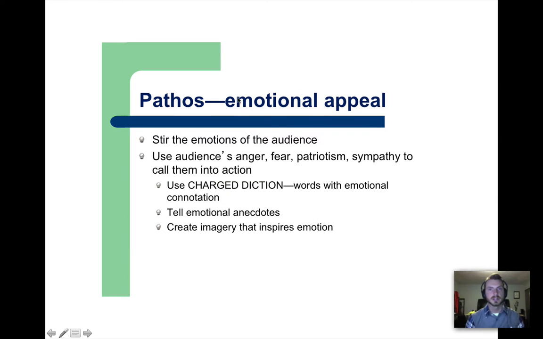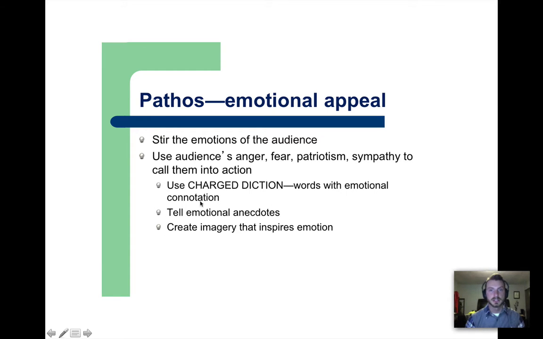Looking at pathos, again, this is an emotional appeal. So this is pathology, someone's emotions. So you're trying to get the audience to agree with you. So you either want to get them angry, fearful, patriotic, or sympathetic. And again, of these, anger is the easiest one to use. Trying to get people mad is what calls them into action. And we do this using charged diction. So this has an emotional connotation. In other words, we associate these words with some emotion, either sadness or anger, patriotism.